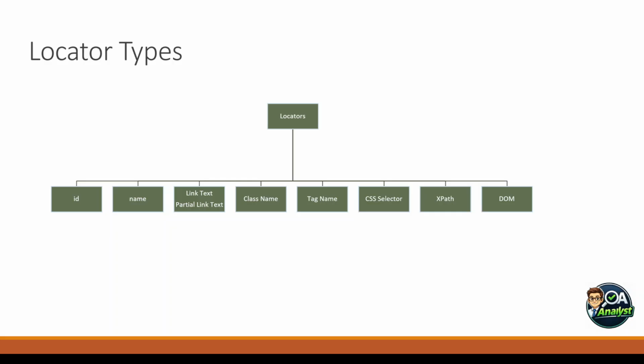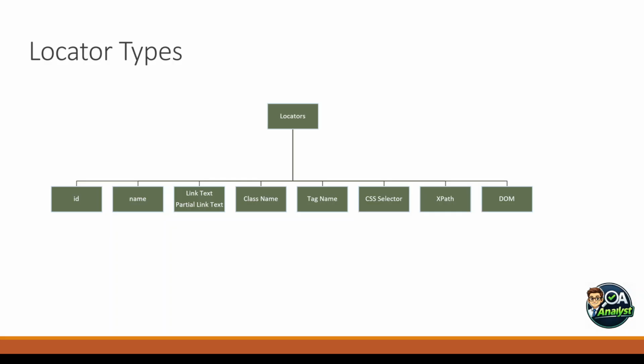Okay, the next type is class name. Class name uses the class attribute. But be careful, classes are often reused. If the class is not unique, it may match multiple elements. So always verify the uniqueness.